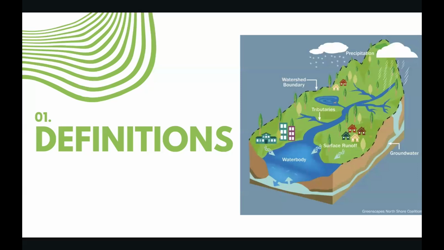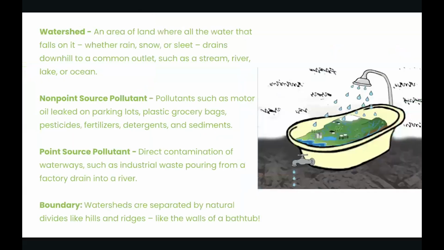When rain falls or snow melts, the water travels over the land surface and through the ground. This moves towards our lower elevations into streams and rivers, ultimately discharging into a larger water body. But what really is a watershed? It's the area of land where all the water that falls on it, whether rain, snow, or sleet, drains downhill to a common outlet, such as a stream, river, lake, or ocean.